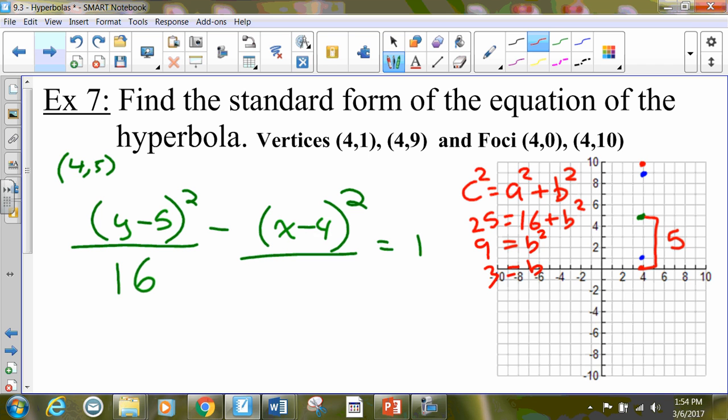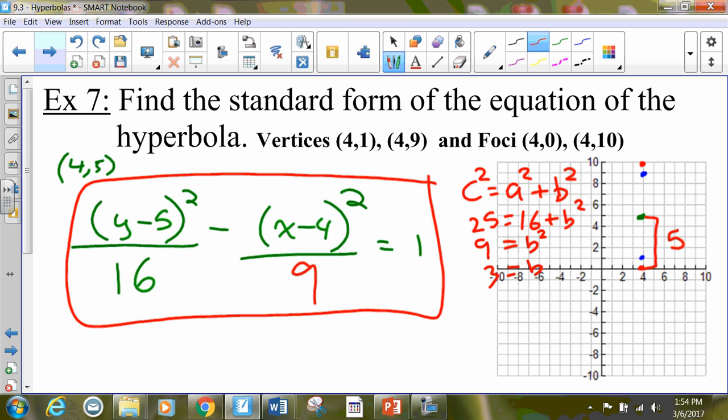Oh, well, we really don't care about b, do we? We just care about b squared. And that, my dear students, is it. That was much easier than the other ones.